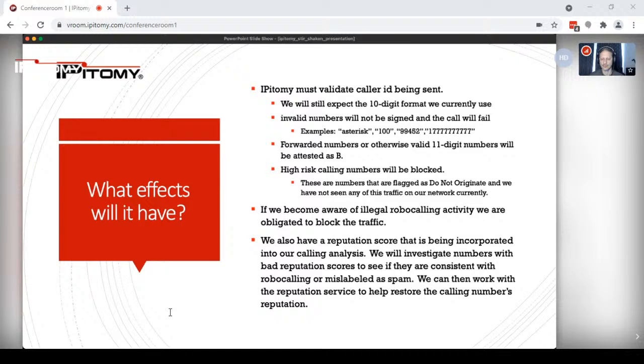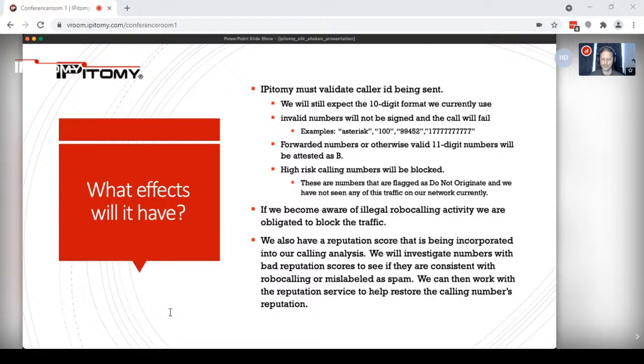Another requirement of filing in the robocall database is that we have to have a plan and we have to be aware of illegal robocalling activity. If we become aware of it, we are obligated to block it, and we also aren't allowed to be willfully negligent on it. They actually have language in there that suggests that. We have to deal with robocalling as we find it.